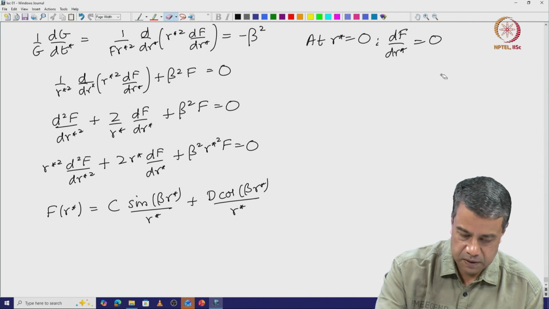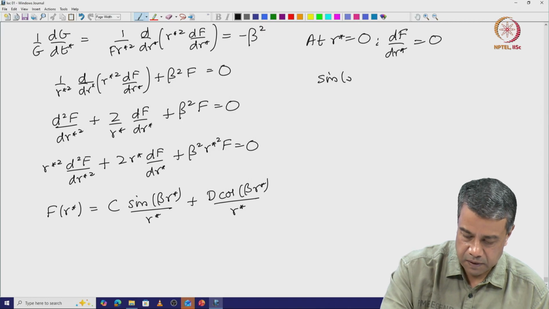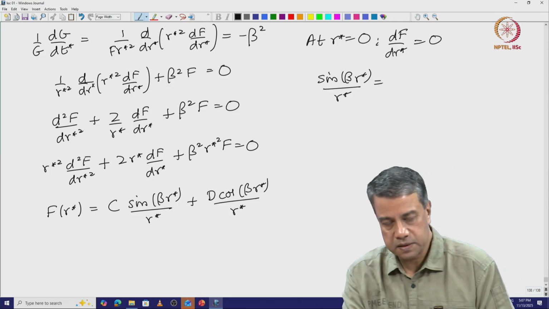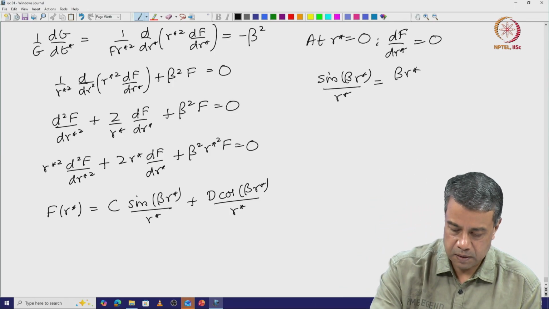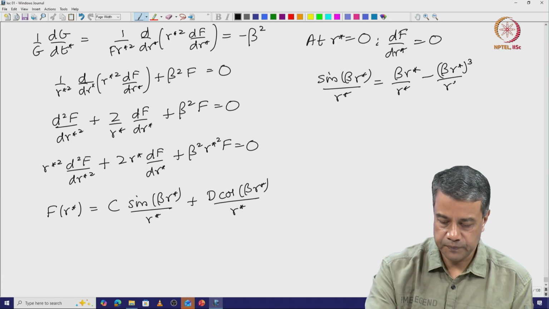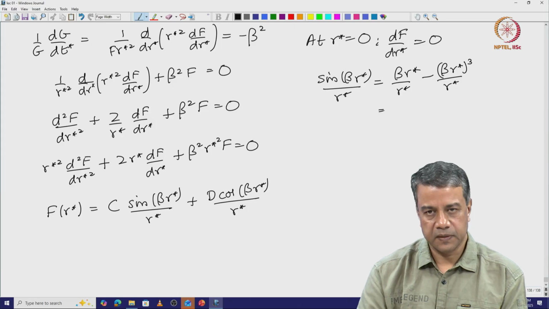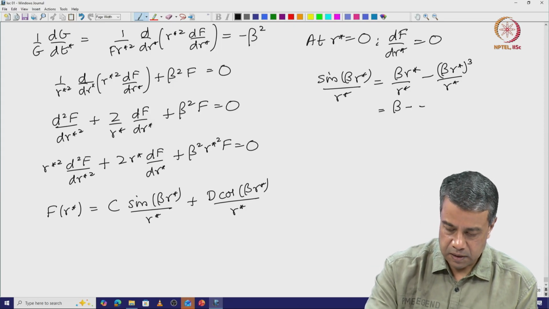The sine function on the other hand, the sine of beta r by r, if you expand in the binomial series, is equal to beta r by r minus beta r the whole cubed by r. This is equal to beta minus beta cubed r star square.